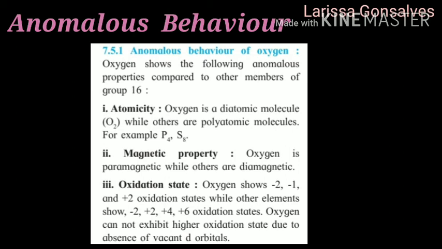Next point is magnetic property. Oxygen is paramagnetic while all the other elements belonging to this group are diamagnetic. Diamagnetic means all electrons are paired and paramagnetic means some of the electrons are unpaired. Next point is regarding the oxidation state. Oxygen shows -2, -1 and +2 oxidation states, while other elements show -2, +2, +4 and +6 oxidation states. So oxygen cannot exhibit higher oxidation states due to absence of vacant d orbitals.